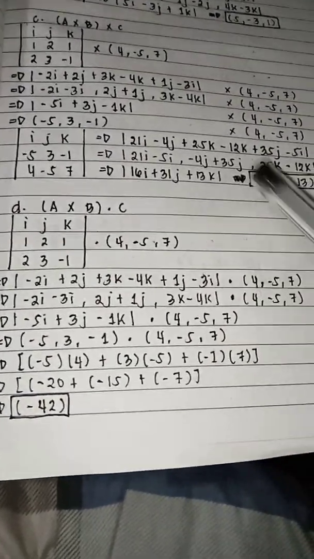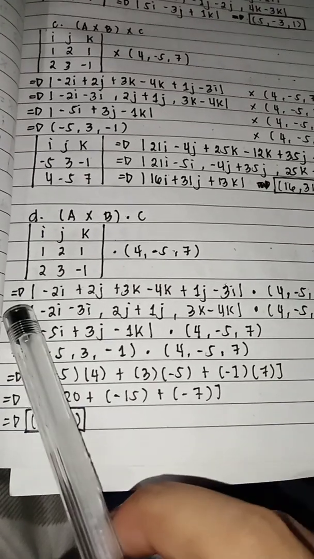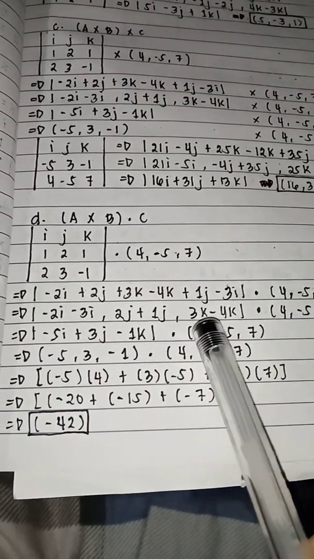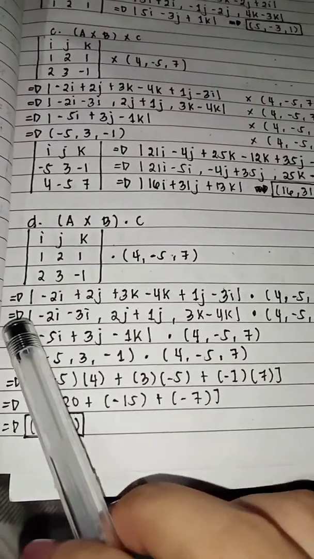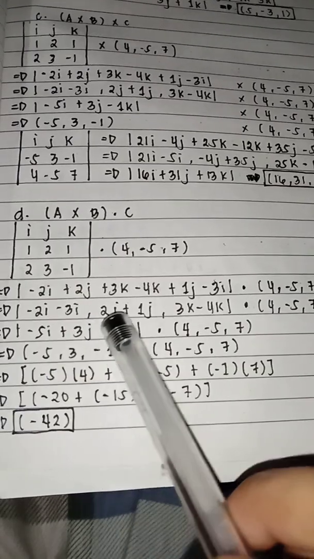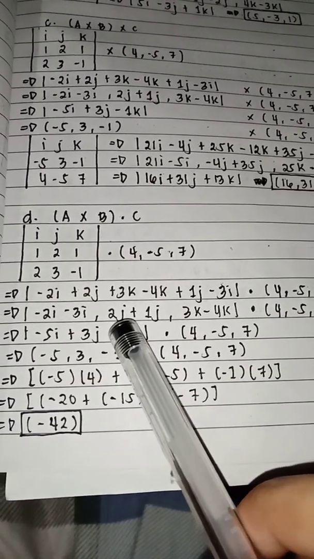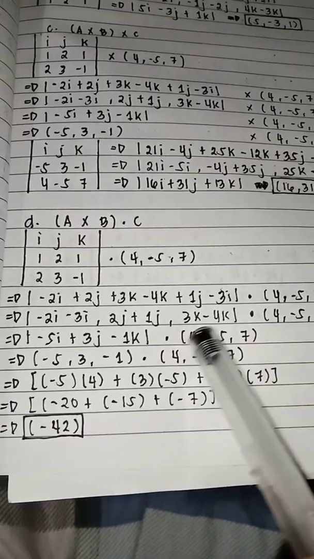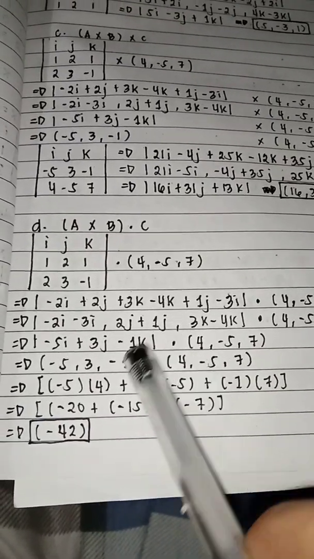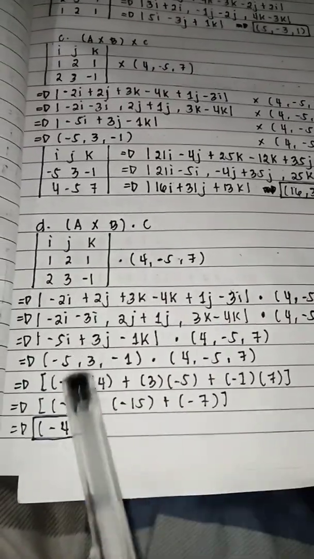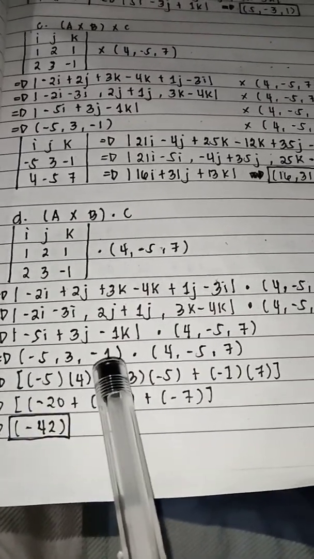So, combine like terms: negative 2i minus 3i, 2j plus 1j, 3k minus 4k. Negative 2i minus 3i is equal to negative 5i. 2j plus 1j is equal to 3j. 3k minus 4k is equal to negative 1k. So, the answer of A cross B is negative 5, 3, and negative 1.